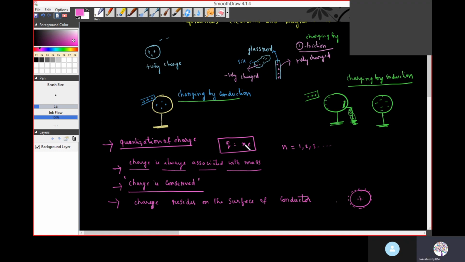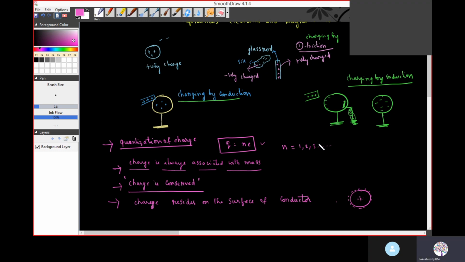Q is equal to Ne, quantization of charge. Charge resides on the surface of the conductor. So you can charge a body by friction, by conduction, by induction.